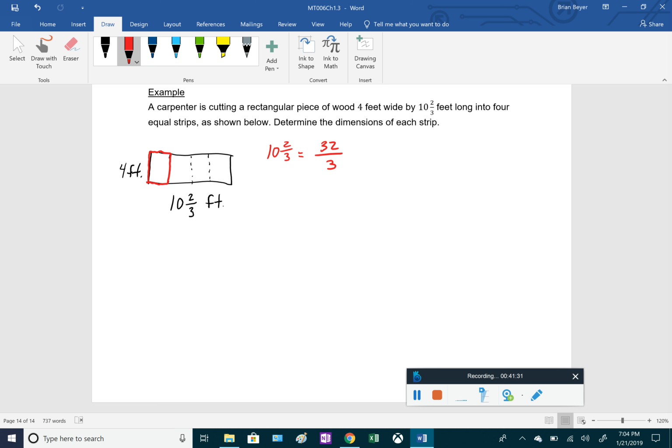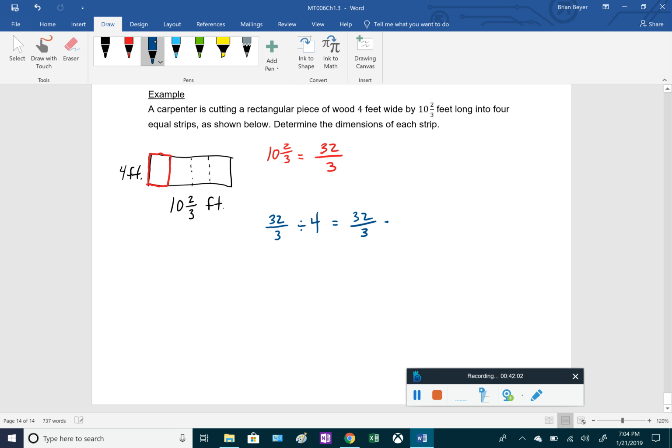Okay, so now we need to find out what 1/4 of that is, which means we are dividing it by 4. So 32 over 3 divided by 4, I'm going to write it like this. So this is going to be 32 over 3 times, so remember 4 is the same as 4 over 1. So keep change flip. We're going to be multiplying by 1/4. So instead of dividing by 4, we're multiplying by 1/4 here.